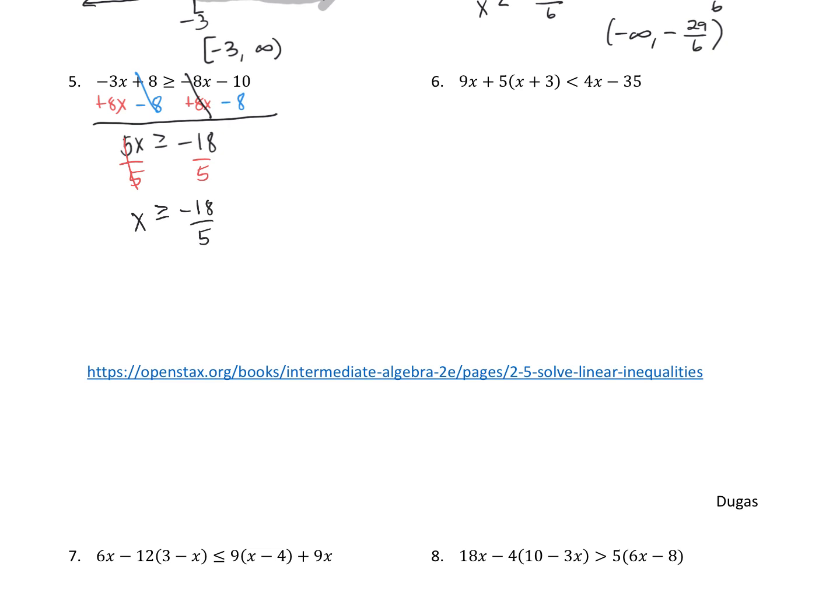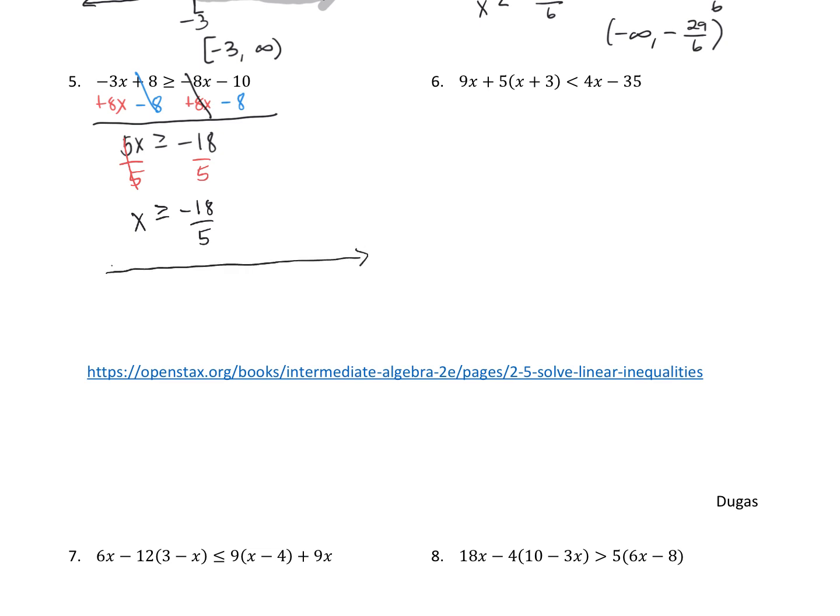Notice I did not flip the inequality this time. That's because I divided by a positive 5. So it doesn't matter if the 18 is negative. I didn't divide by that. So I do not flip my inequality this time. 18 over 5 will not reduce. So that's it.